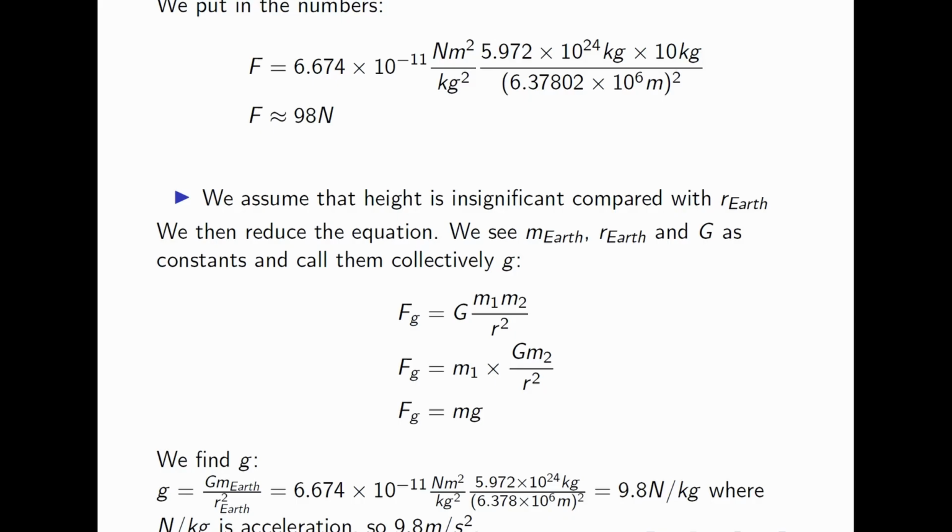So we put in all the numbers that we have from before. 6.674 times 10 to the minus 11th newton meter squared divided by kilogram squared, times 5.972 times 10 to the 24th kilograms, divided by 6.378 times 10 to the 6 meters, squared, giving us 9.8 newton per kilogram. And this is important: newton per kilogram is the same as acceleration. So we get, in fact, 9.8 meters per second squared.